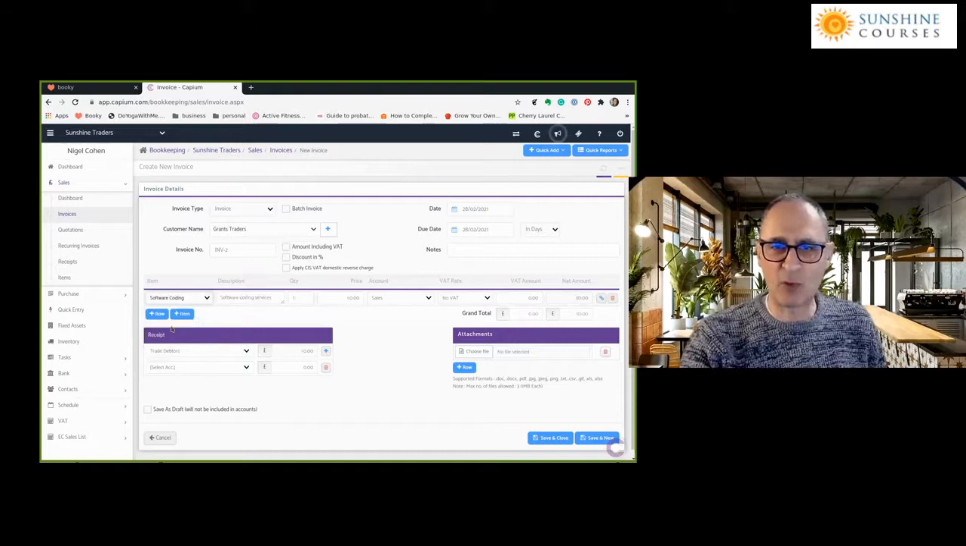This time, it's software coding. We're charging 20 hours of programming, and the hourly charge rate is £50 an hour. We're going to allocate this to programming income. And look, the net amount is automatically calculated. The 20 hours at £50 an hour is £1,000. Gone to trade debtors. I could have put something else in if I wanted to. For example, if it was a payment rather than a debtor, I could simply put payments or the bank. And we're going to save and close this one. And I'm now going to have another look at what the profit and loss account shows.